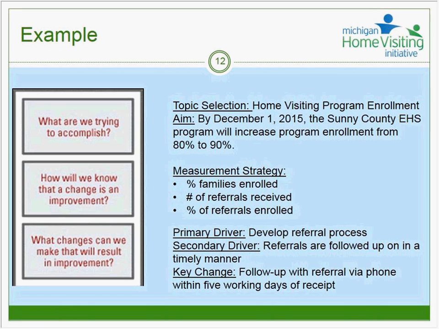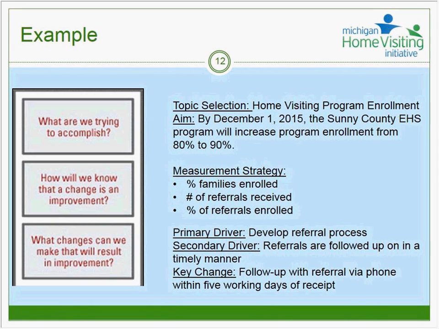We want to make sure that we're answering how will we know that a change is an improvement, and we do that through a measurement strategy, through collecting data, analyzing the data, and comparing it all. So for this particular project, the team has decided that their strategy to know whether a change is improvement is that they'll be collecting and tracking the percentage of families enrolled, the number of referrals received, and the percentage of referrals enrolled. Looking again a little bit deeper at that change package, that's going to answer that last question of what change can we make that will result in improvement.